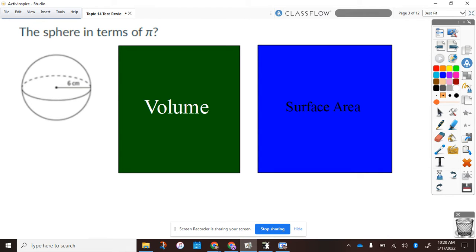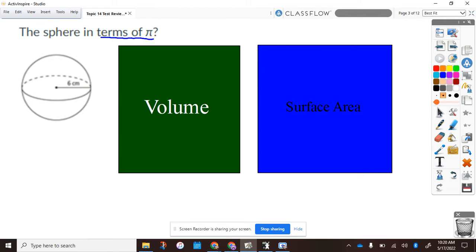Let's talk about this sphere. In terms of pi, that means we are taking this sphere, and when we do our calculations, we are typing everything into the calculator except for pi. Okay, do not type pi in the calculator if you're looking for it in terms of pi.